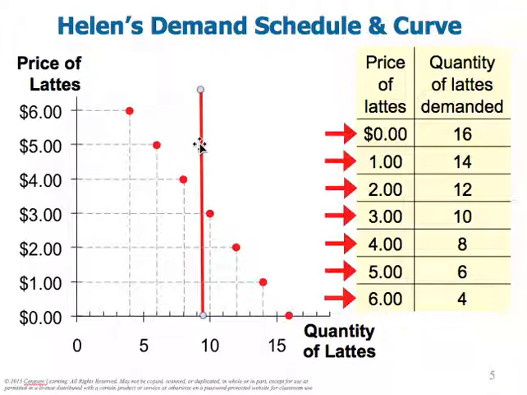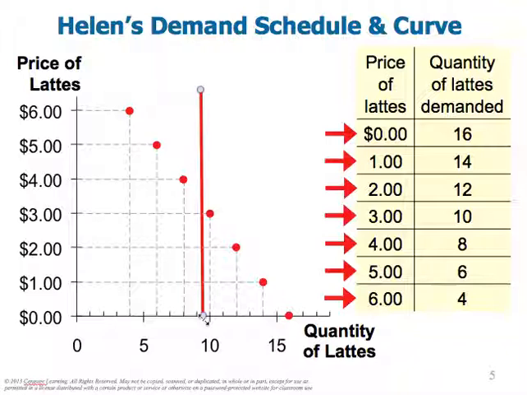So when is the case where we have this vertical demand curve? We might have a vertical demand curve if the demand for lattes is not dependent on the price of lattes. So we don't really care about the price of lattes. The only thing that we care about is the quantity demanded. Suppose this point is 9.5. So the only thing that we care about is 9.5 lattes. We don't really care about the price.